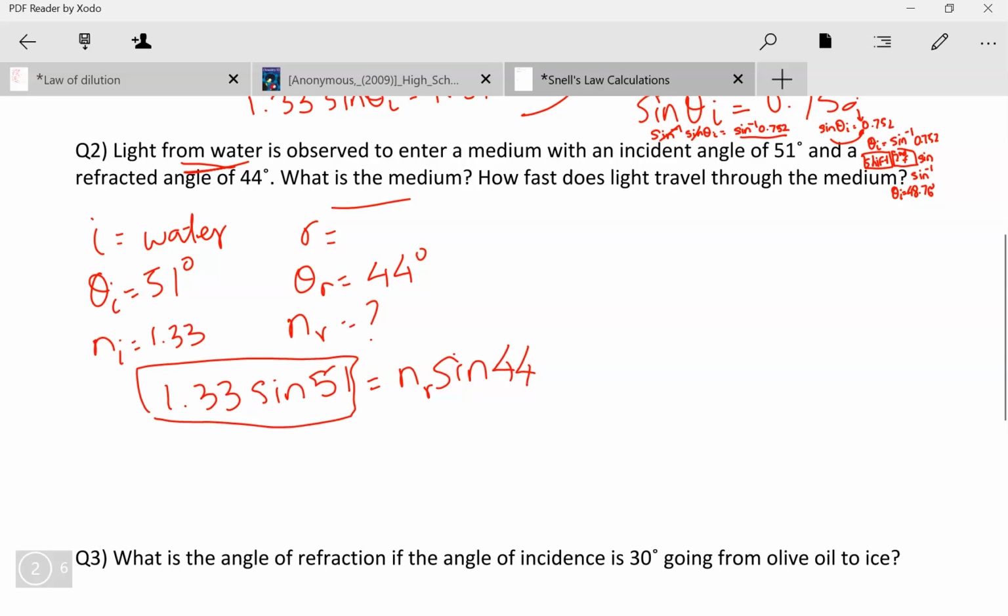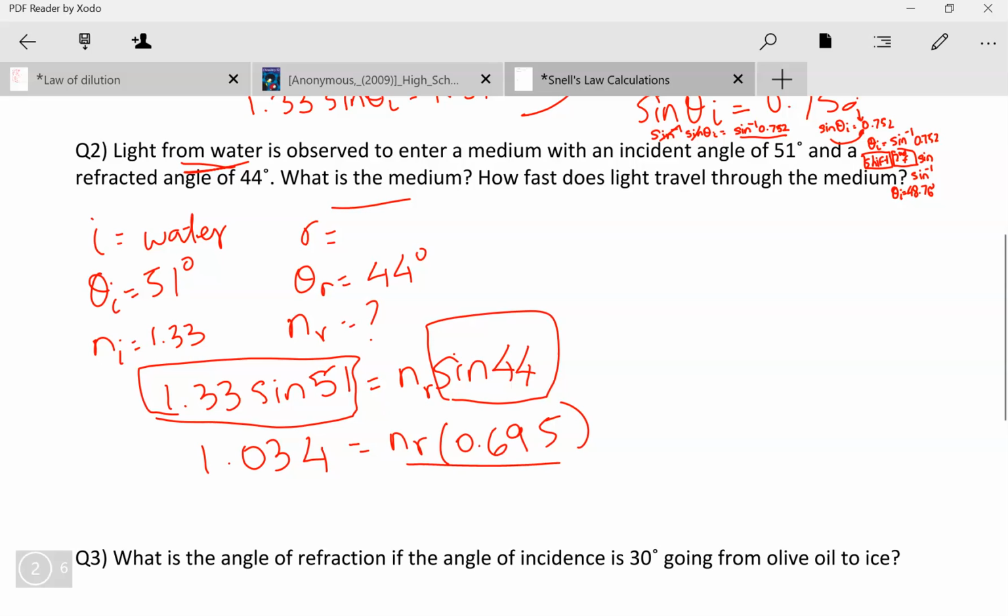This I can put in my calculator just as it looks. So I'm going to put 1.33, press the sine button, 51, and then equal to gives me an answer of 1.034 equals Nr times sine 44, which again I'm just going to put in my calculator to give me an answer of 0.695. And then to solve for Nr, I'm going to divide by 0.695. So 1.034 divided by 0.695. Nr gives me 1.49, which I'm pretty sure is a kind of glass.